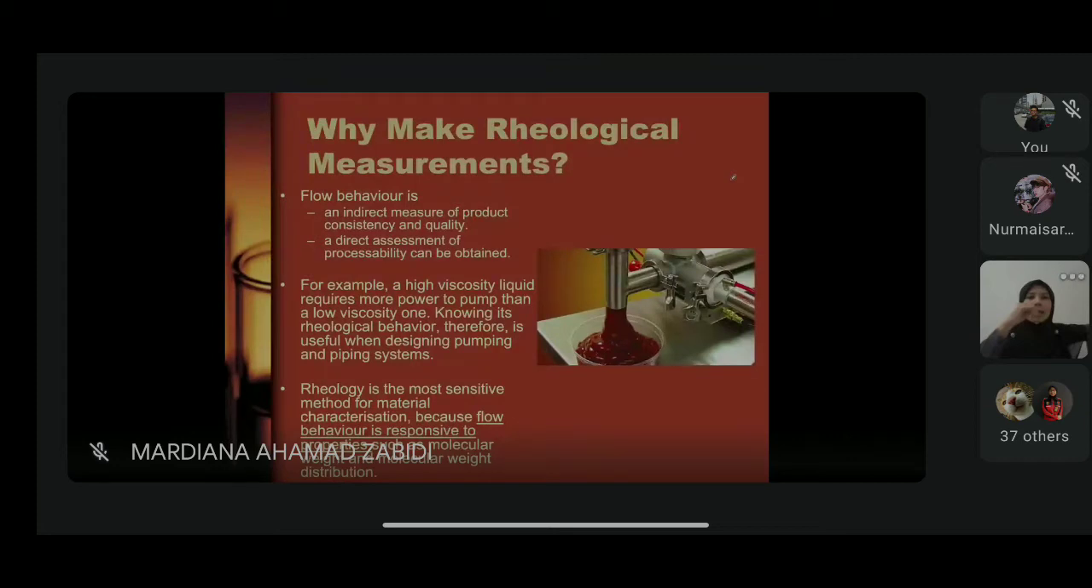Okay, so now, what is the importance of making a rheological measurement? Why do we want to study fluid flow properties? Why do we want to measure the viscosity of the product? Basically, flow behavior is an indirect measure of product consistency as well as quality, and it is a direct assessment of processability, whereby the result can be obtained immediately.